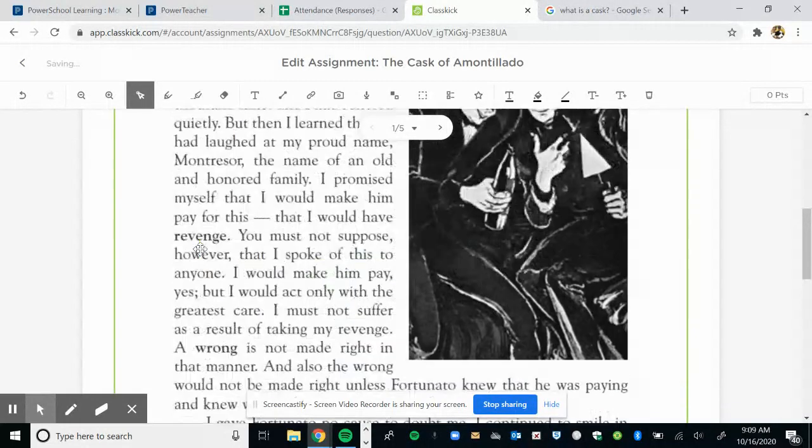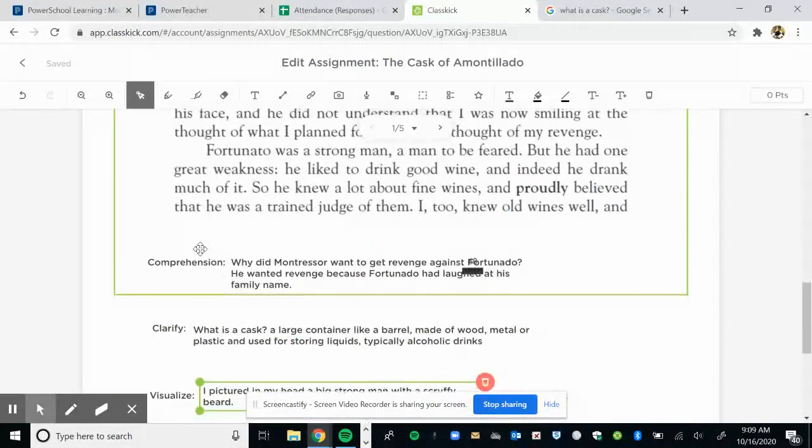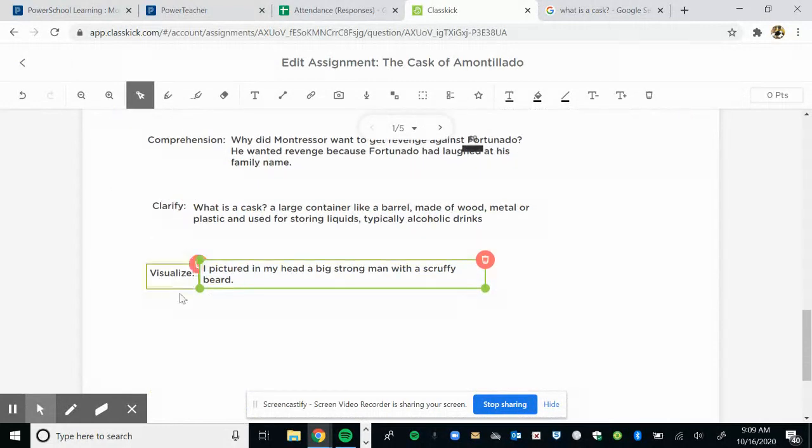Those are the basics: prediction, comprehension, clarify, visualize. Those are our reading strategies that we're going to continue to come back to. I just wanted to make this video to remind you of how to do those things and let you know that we're going to be using these reading strategies as we read the entire story.